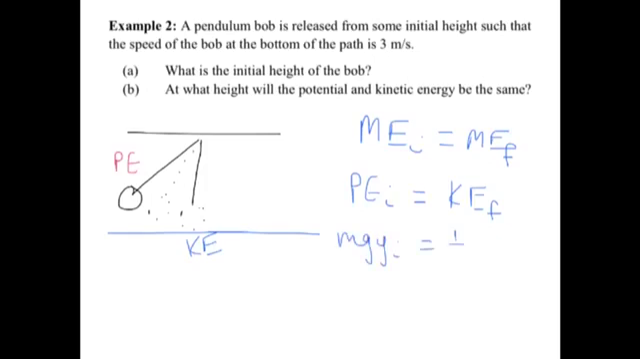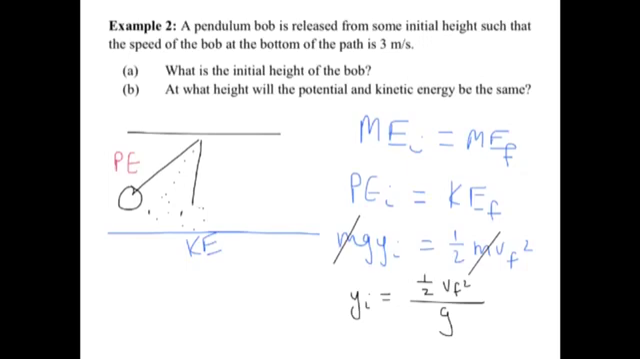So here we have MGYI equals 1/2 MVF squared. The exact same equation. What cancels again? Yeah, the mass has got to cancel. We're not given it. It cancels on both sides. And this time we're solving for YI, the initial height of the pendulum before it has been released. So Mike, what do I get when I solve for YI? Not numbers, but variables. YI equals 1/2 VF squared over G. Very good. Just divide by G on both sides.